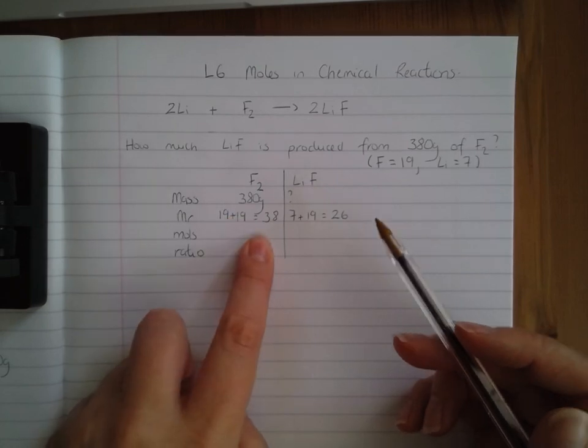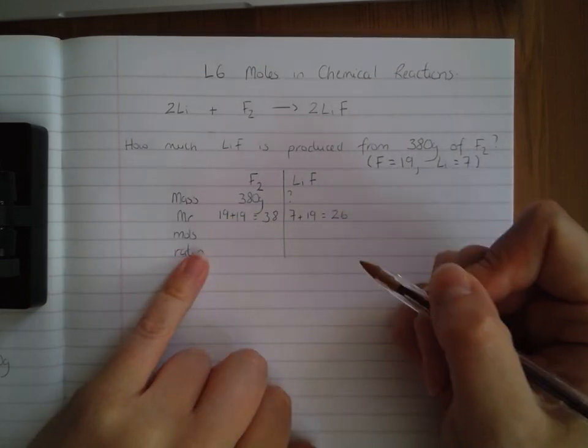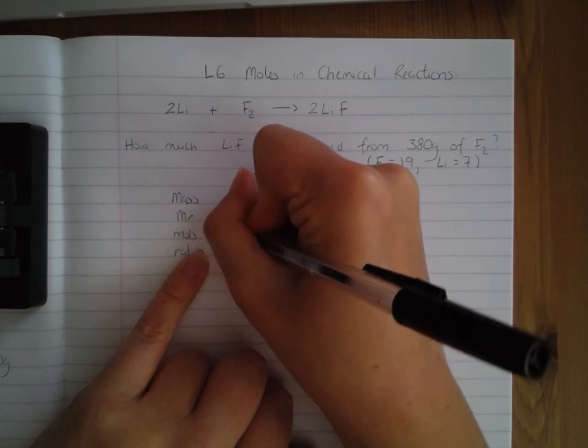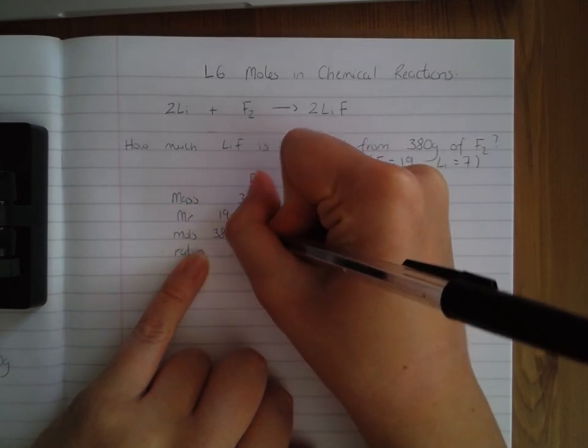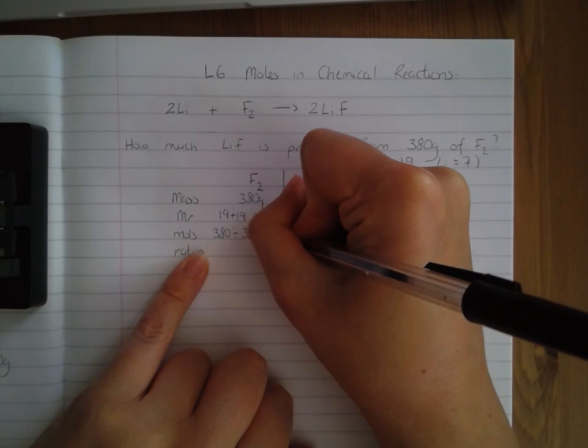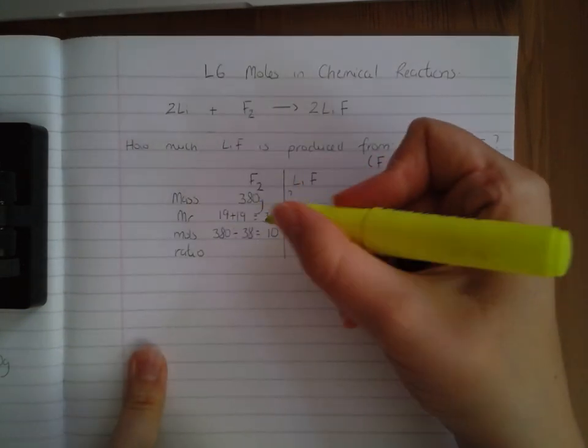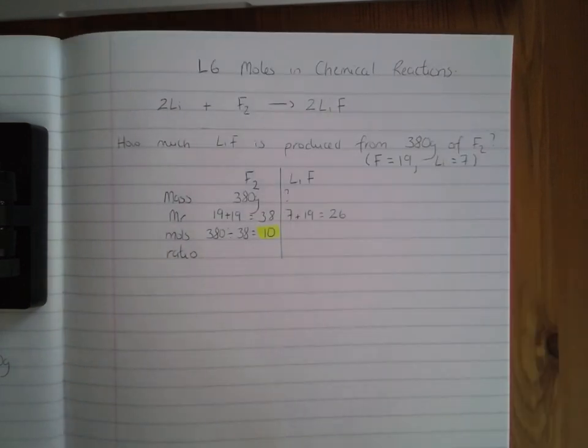Okay, to work out my moles, it's going to be mass divided by formula mass, which is going to be 380 divided by 38, and that equals 10. Okay, so that is my first answer. And I'm going to get marks for my step 1. I've got 10 moles of fluorine.